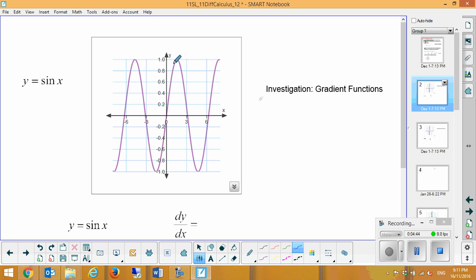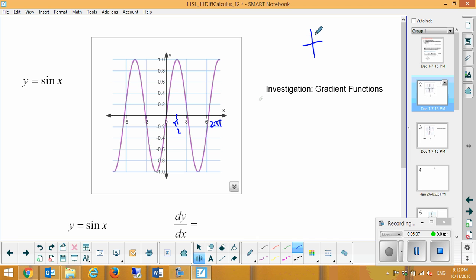Then it reaches 1 when it's at, remember, pi on 2, when it's at 90 degrees. Then it comes back to 0 and then goes to -1 when it's at 3 pi on 2, then back here at 2 pi. So the question is, when is its speed 0 and when is it a maximum?